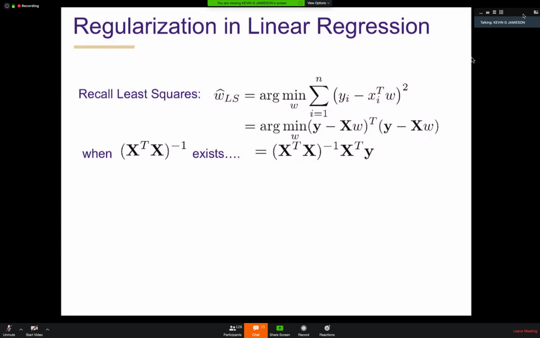So recall least squares, which we've been talking about this entire lecture, without an offset for now. What we saw is that when x transpose x is invertible, we can compute x transpose x inverse x transpose y, and you can get the solution out. This is just the solution to this problem. But sometimes x transpose x is not invertible. What do we do then?